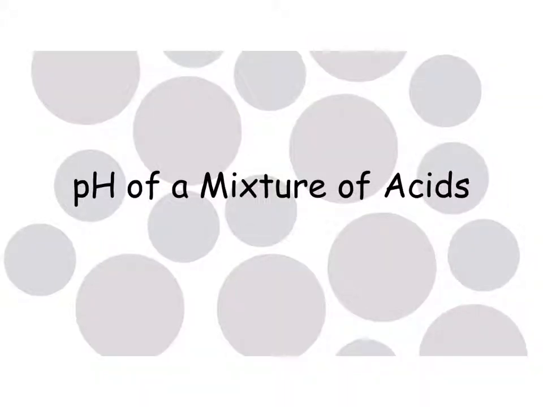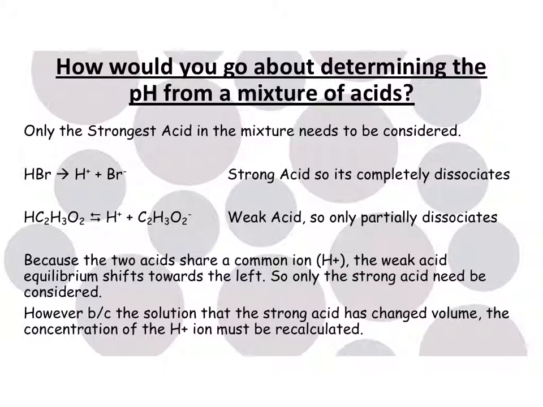Okay, in this podcast, we're going to talk about how you would determine the pH of a mixture of different acids. Okay, so in order to do this, you absolutely have to consider the strength of your acids. Your strongest acid is really the only thing that needs to be considered here.